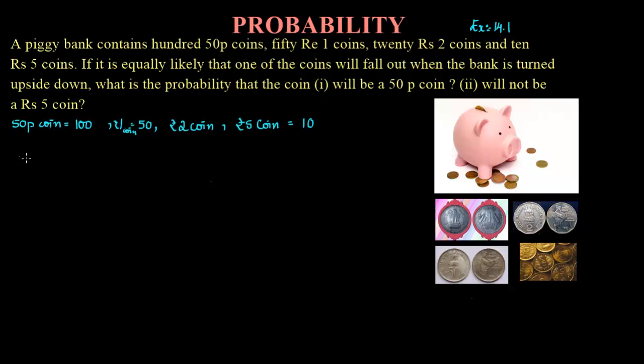Okay, so here I have just taken a picture of the piggy bank, and a few pictures of 1 rupee coin, 2 rupee coin, 50 paise coin, and 5 rupee coin, because it is related to the question, right? So what is the formula of probability? The formula is probability of any event is equal to number of favorable outcomes divided by total number of outcomes. So we need to first find out the total number of outcomes, because it remains the same for all the parts of this question, right?